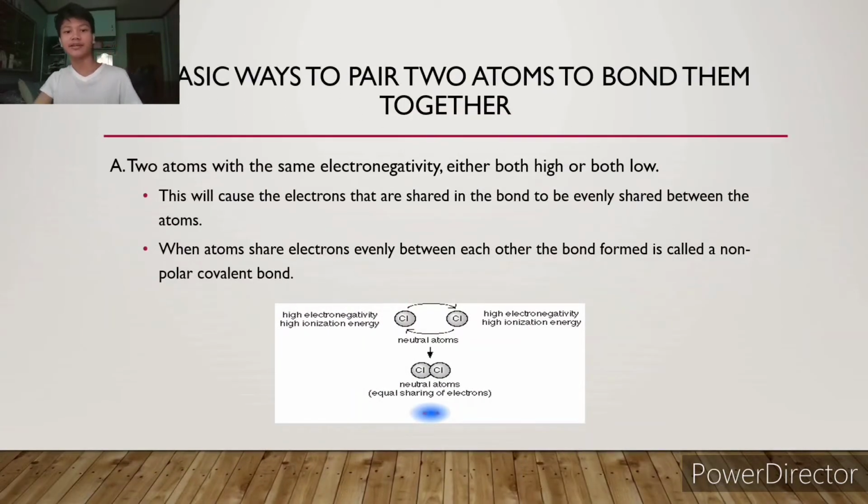Three basic ways to pair two atoms to bond them together. A. Two atoms with the same electronegativity, either both high or both low. This will cause the electrons that are shared in the bond to be evenly shared between the atoms. When atoms share electrons evenly between each other, the bond formed is called a nonpolar covalent bond.